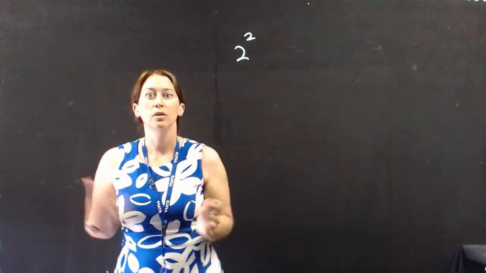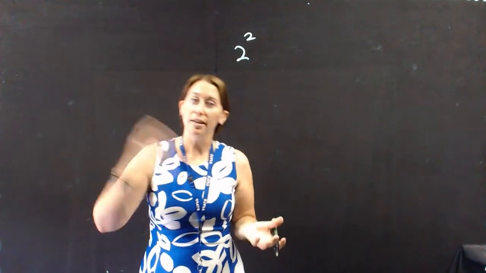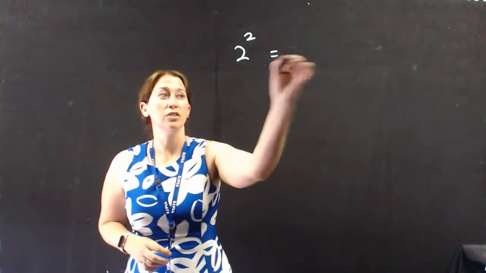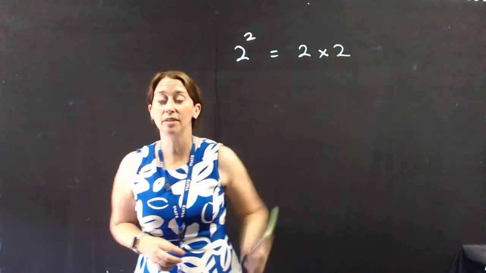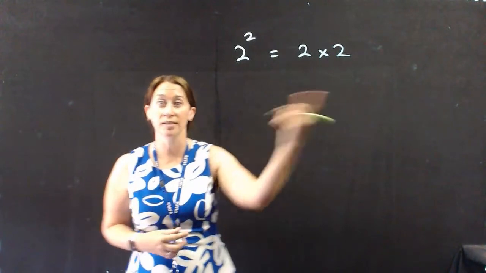Today I'm going to talk to you about indexation, index form. So let's start with one we already know. Let's talk about 2 squared. We understand that 2 squared, if written expanded, can be written as 2 times 2. That's what it means when we square something. We multiply it by itself.